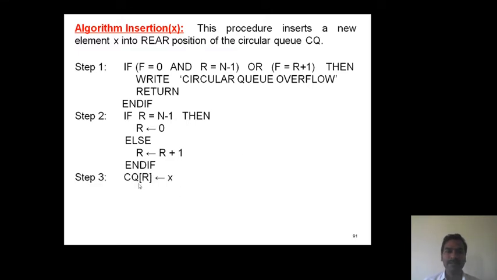Now step 3, CQ of R. This location is filled with X value. Step 4, if F equals -1, that is, F still points to the -1th location, then F is set at the 0th location. And then return from the function. So when compared with the linear queue insertion operation, here we add this extra point: if R equals n-1, then R is reset at the 0th location. It shows the circular queue concept.